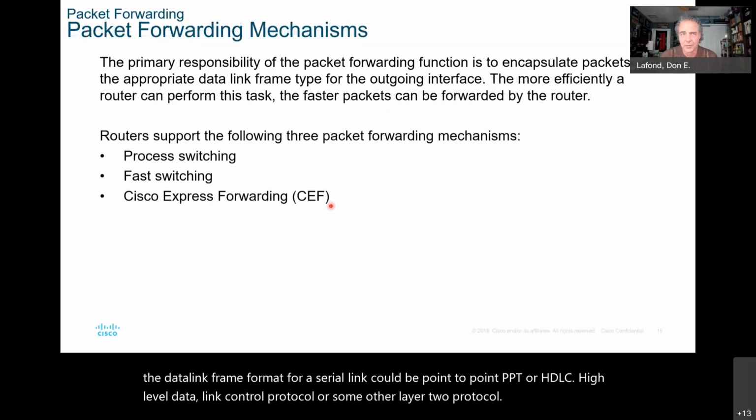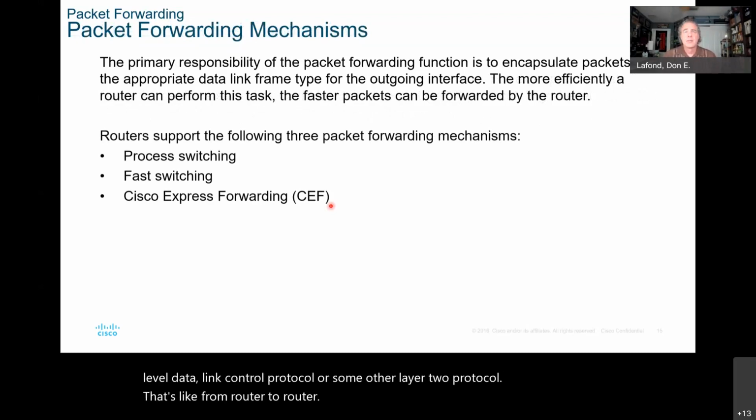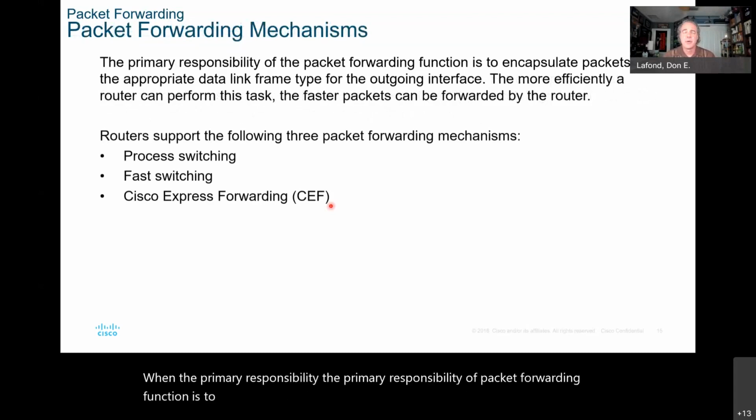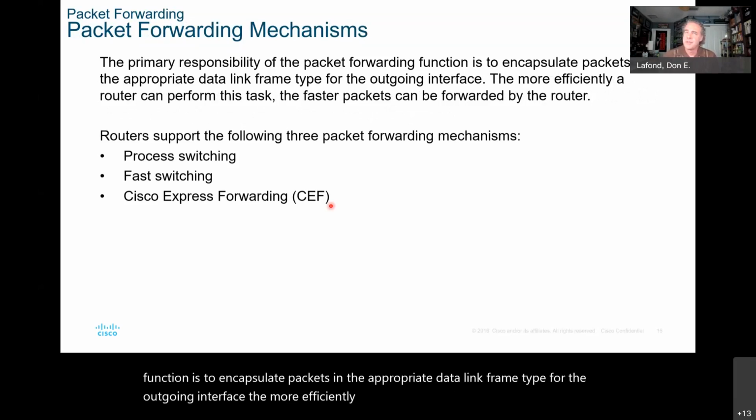That's like from router to router. The primary responsibility of the packet forwarding function is to encapsulate packets in the appropriate data link frame type for the outgoing interface. The more efficiently a router can perform this task, the faster packets can be forwarded by the router.